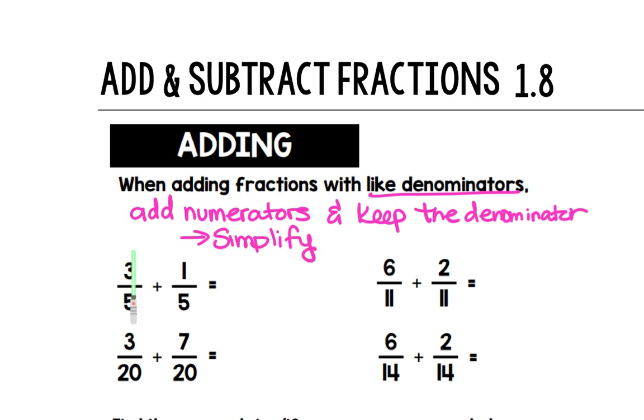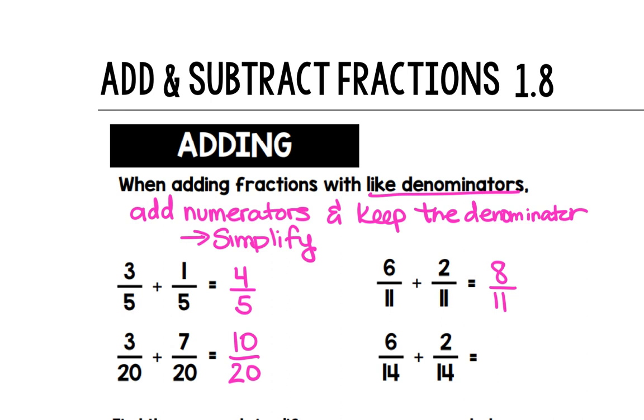So we're going to start here, 3/5 plus 1/5. That's going to give you 4/5. It's already simplified, and you're done from there. 6/11 plus 2/11 gives you 8/11. 3/20 plus 7/20 gives you 10/20.